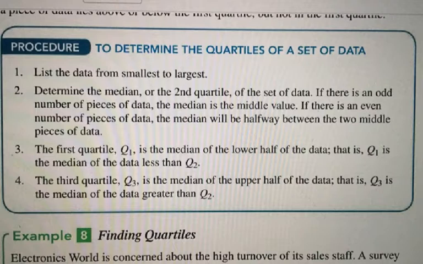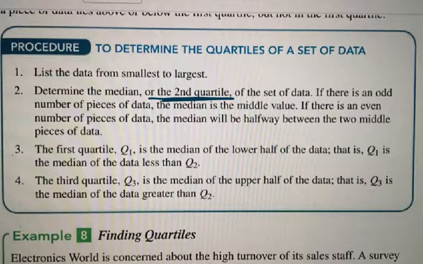So we're going to look at an example where we find the quartiles of a data set. These are the steps to do so. First, list the data from smallest to largest. We already discussed how that's always a good first step because in order to find the median, they need to be in order. Then determine the median value, which is the second quartile of the data set. If there's an odd number of pieces of data, the median is that middle value. If there is an even number of pieces of data, the median will be halfway between the two middle pieces of data, which we've already discussed before.